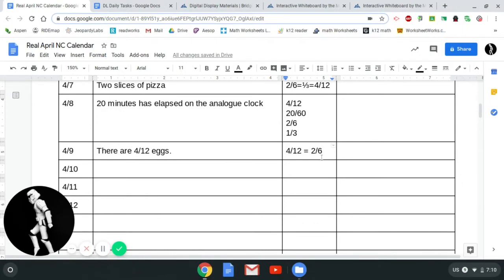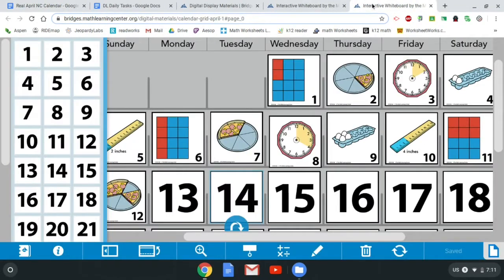Alternatively, if we go backwards and take that 6 and multiply it by 2, 6 times 2 is 12, and 2 times 2 is 4. We can get to these two fractions using multiplication and division. That's how we know they are equivalent. You can get equivalent fractions by doing more than just multiplying. You can also get there by dividing. Let's go on to our next day.